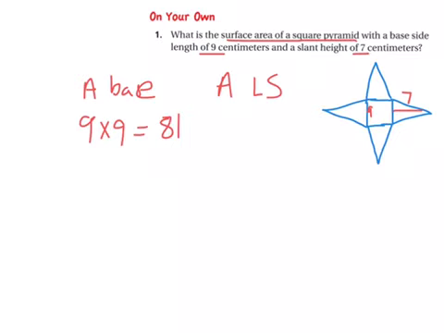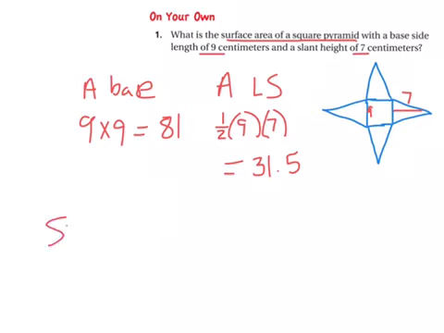So the area of the lateral sides is a triangle, so you're going to have 1/2 base, which is 9, times height, which is 7. So you're going to do 1/2 times 9 times 7, and you'll get 31.5.